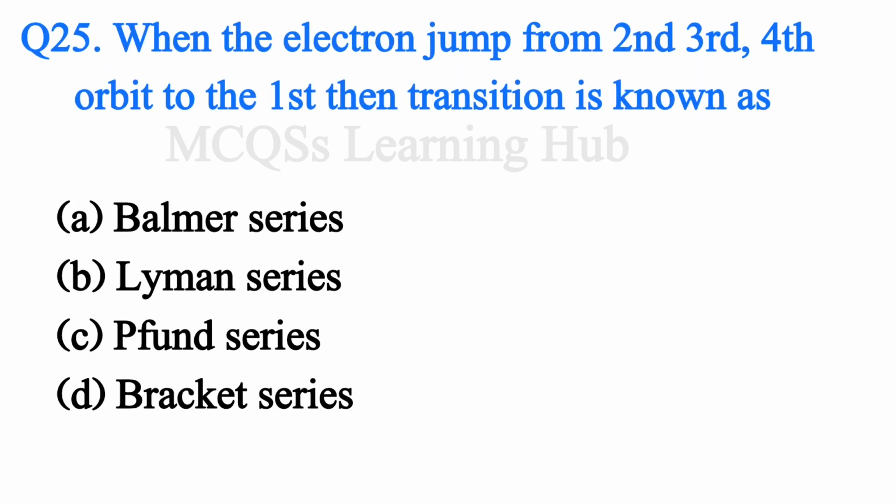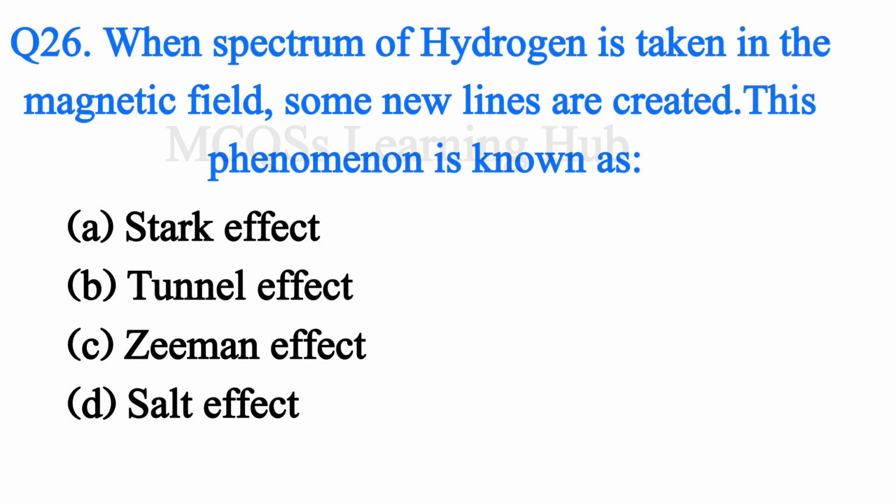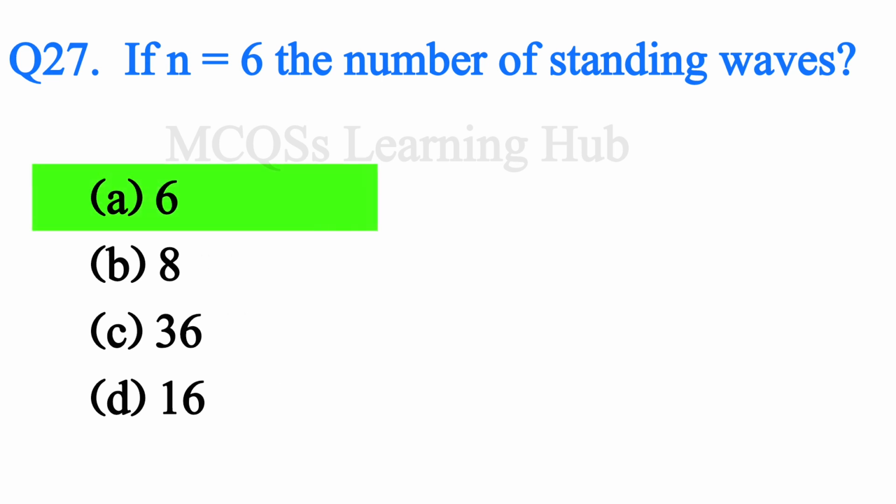When the electron jumps from second, third, fourth orbit to the first, then transition is known as. Option B is correct. When spectrum of hydrogen is taken in the magnetic field, some new lines are created. This phenomenon is known as. Option C is correct. If n equals 6, the number of standing. Option A is correct.